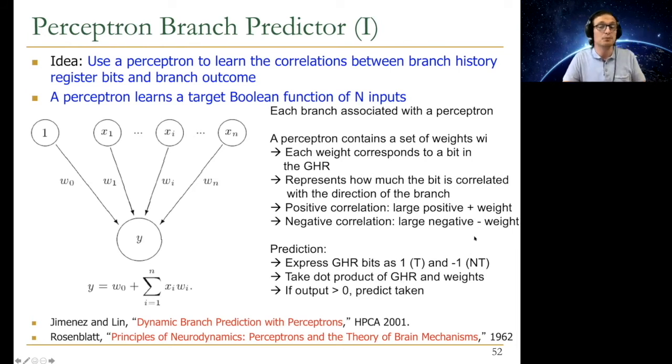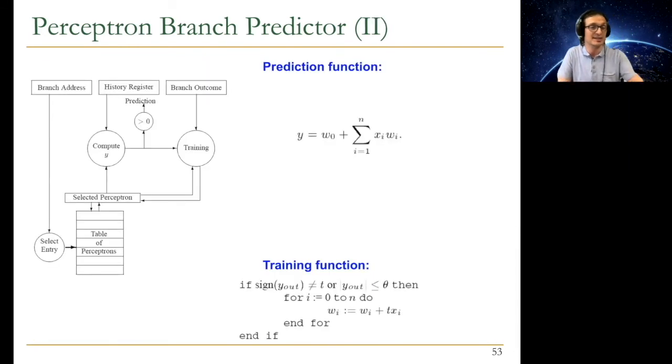So basically, you exploit the capability of the perceptron to learn these correlations. So it's a beautiful idea. It's limited by the limitations of the perceptron, but a perceptron is easy to build in hardware, though we will see that this is even hard to build in hardware. And this is what it looks like, basically. With the branch address, you go into a table of perceptrons, you select the perceptron, and you compute the output by taking the dot product of the perceptron weights and the history register, and you make a prediction.